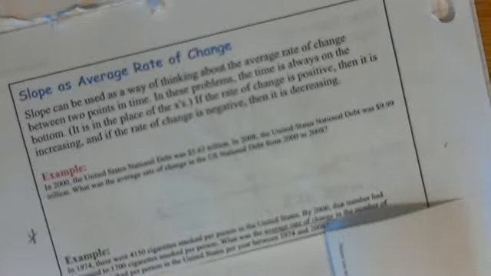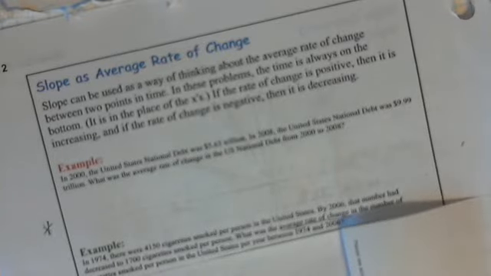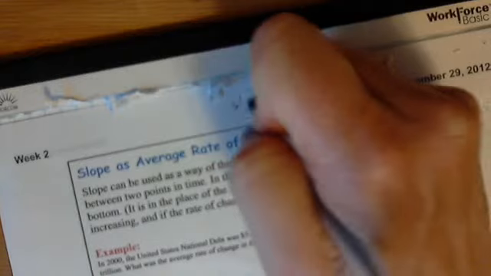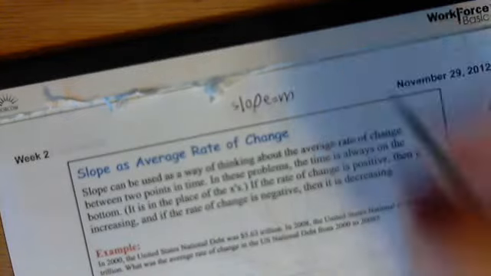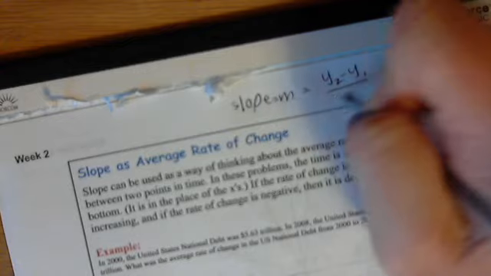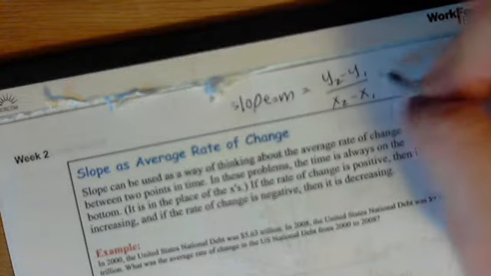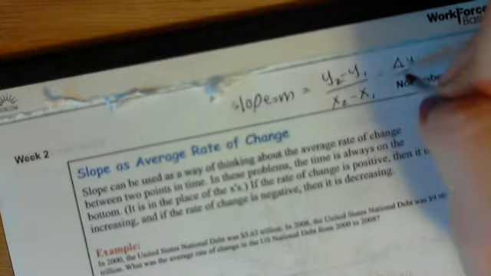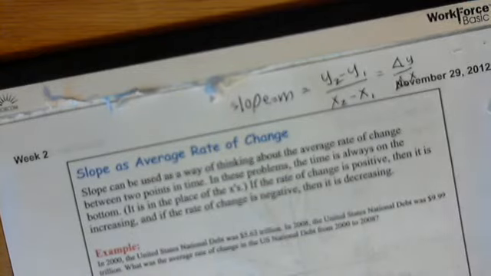Now we're going to use slope in some application problems. These problems will involve an average rate of change, and all you're going to be doing is using the slope formula, which was slope, or m as we call it, equals y2 minus y1 over x2 minus x1. In other words, it's the same as the change in y over the change in x, and that triangle, delta, means change.